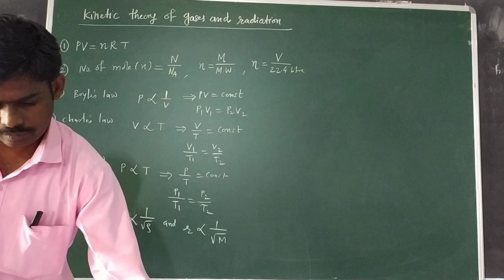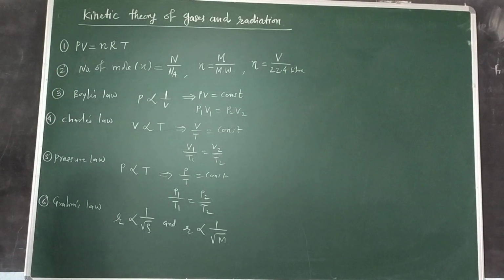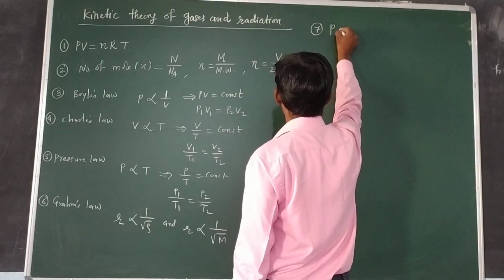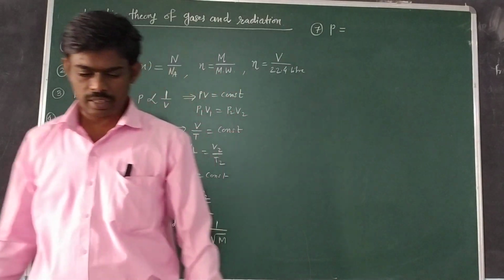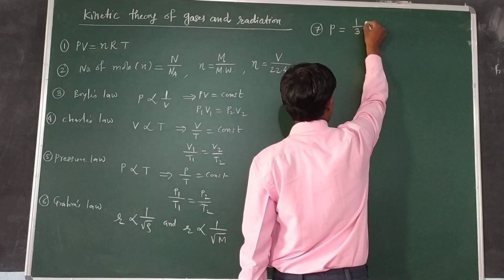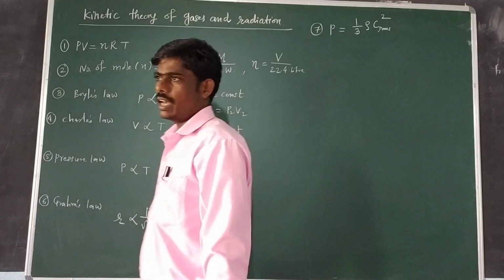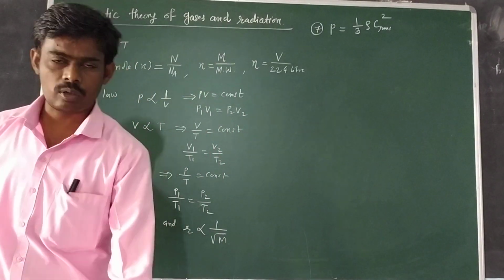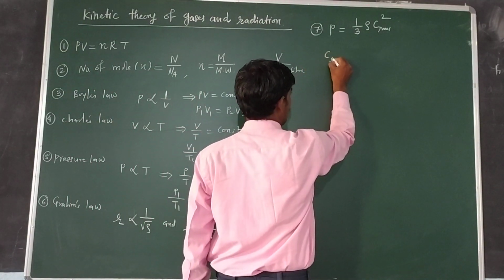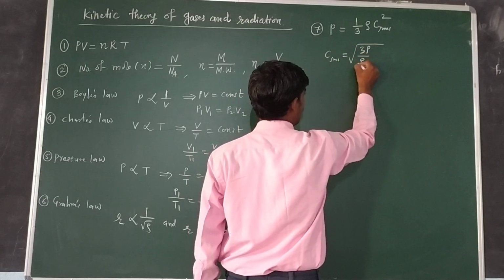Then, in theory, we have obtained the pressure exerted by gaseous molecules, and the pressure exerted by gaseous molecules is given by the formula 1 by 3 rho C_RMS square, where C_RMS is called the RMS velocity of the gaseous molecules. So that means this RMS velocity is square root of 3P by rho.